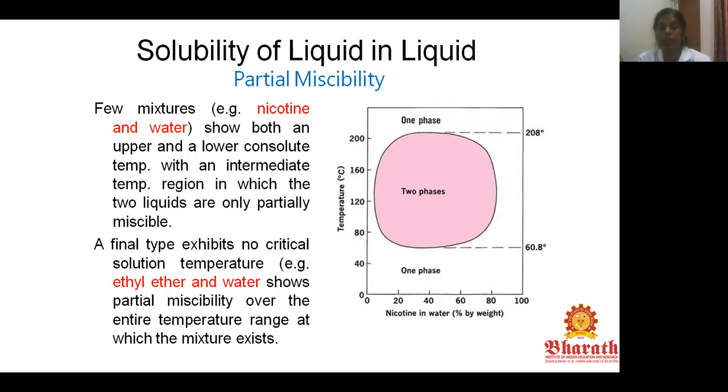The final type exhibits no critical solution temperature. Ethyl ether and water show partial miscibility over the entire temperature range at which the mixtures exist.